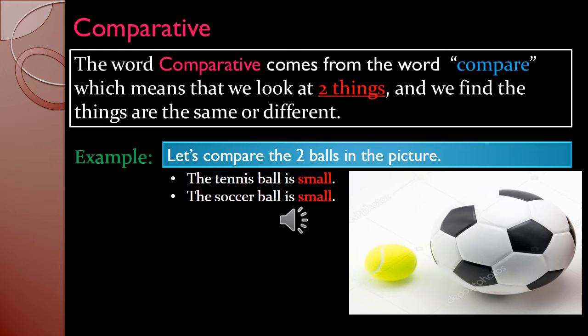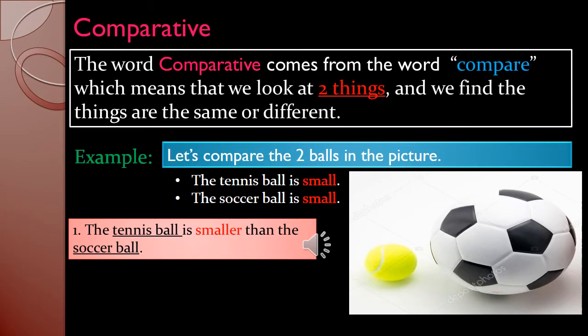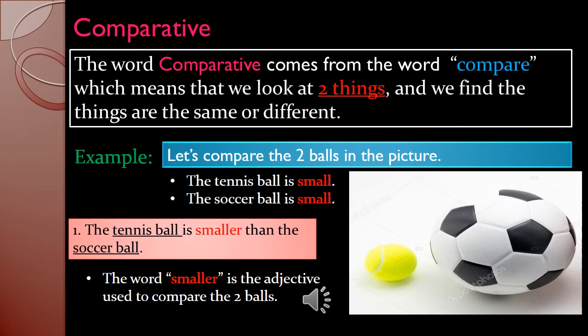That's nice and easy, and we already know the adjective small is describing something that is not very big. Both balls are quite small. But are they the same size? How do we differentiate between the 2? How can we tell what is different? Let's look at sentence number 1. The tennis ball is smaller than the soccer ball. In this sentence, the word smaller is the adjective used to compare the two different balls.